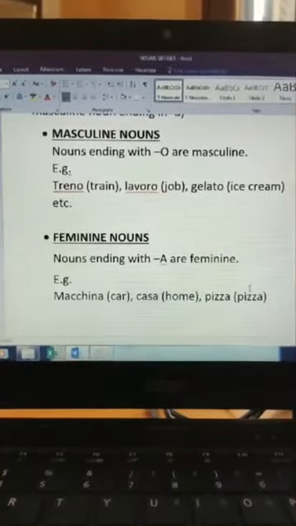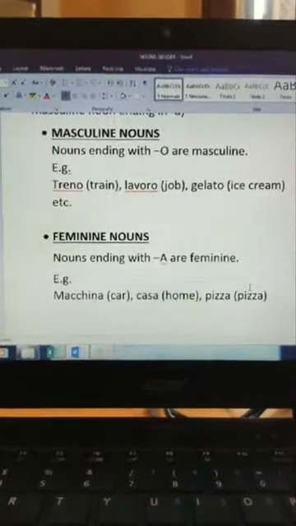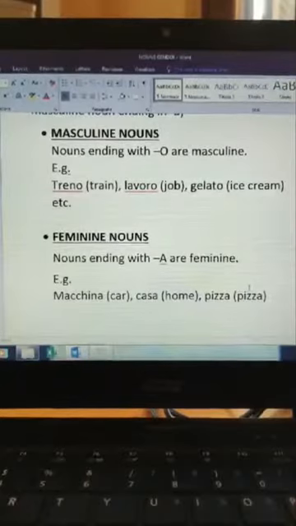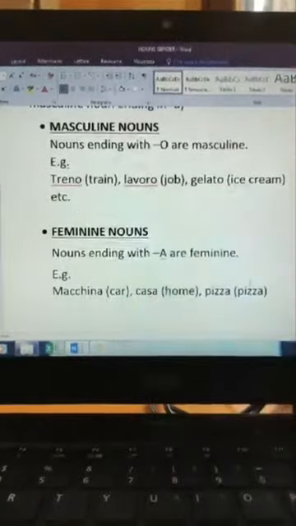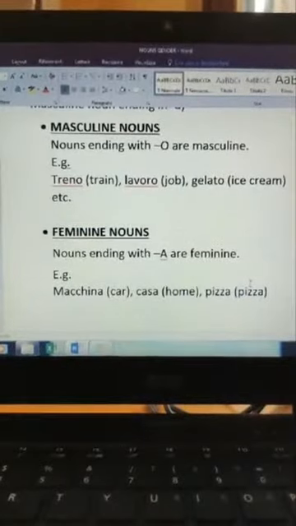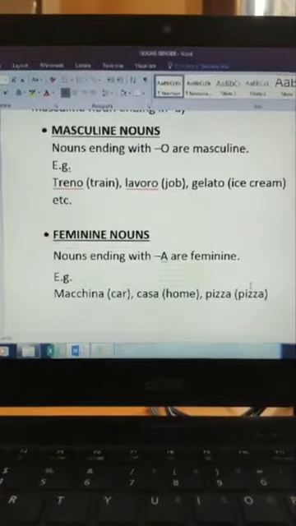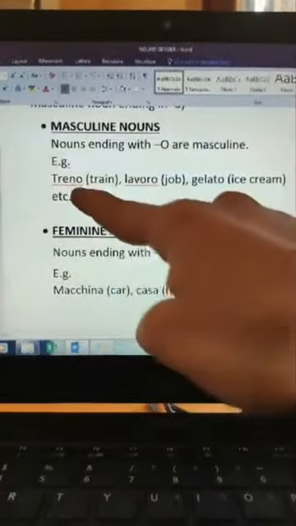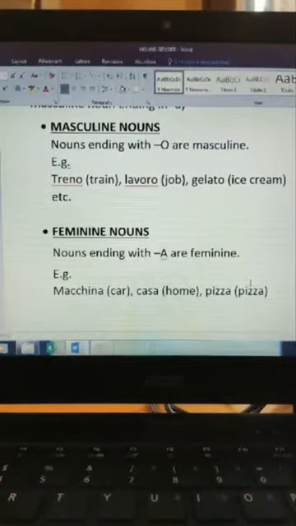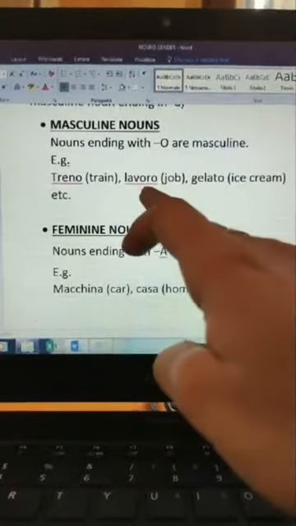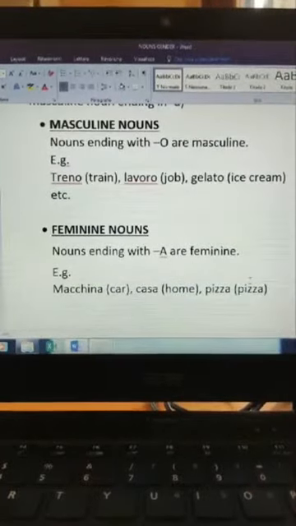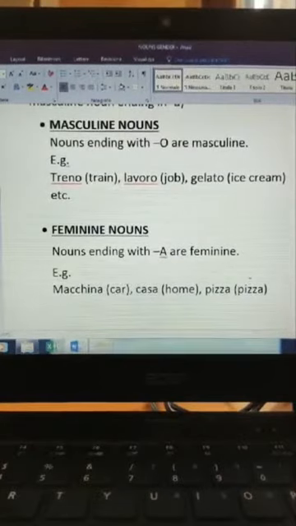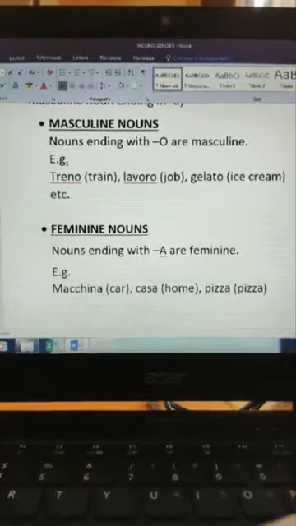So the general rule is that if a noun ends with the letter O, with lettera O, it's masculine. For example, here I show you some new words like treno. Treno means train. It ends with an O, so it's a masculine noun. Same goes for lavoro. Lavoro, it means job. And gelato. Gelato means ice cream, but I'm sure you already know this.